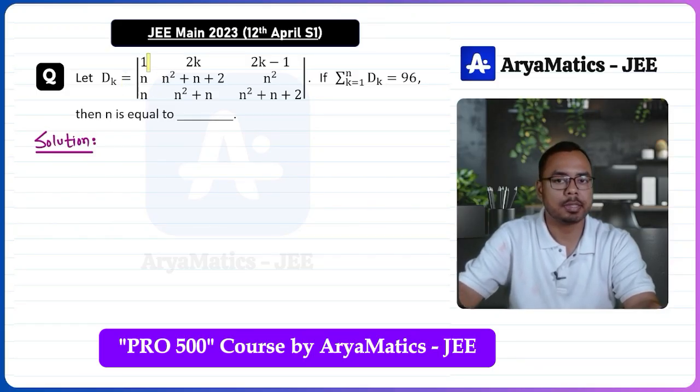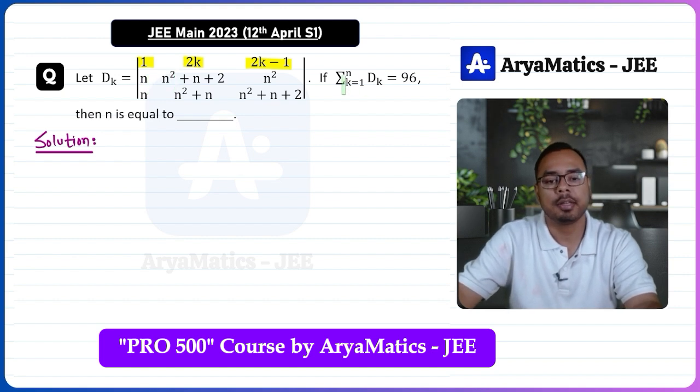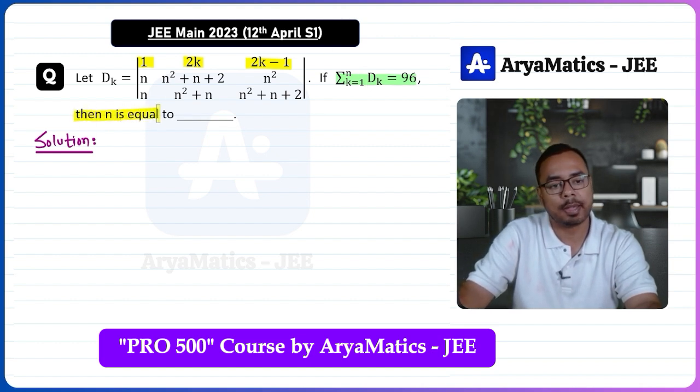If Dk is this determinant where you have first row as 1, 2k and 2k minus 1, and then the second and third rows have terms containing n. If summation Dk, k from 1 to n, is 96, then we have to find the value of n.